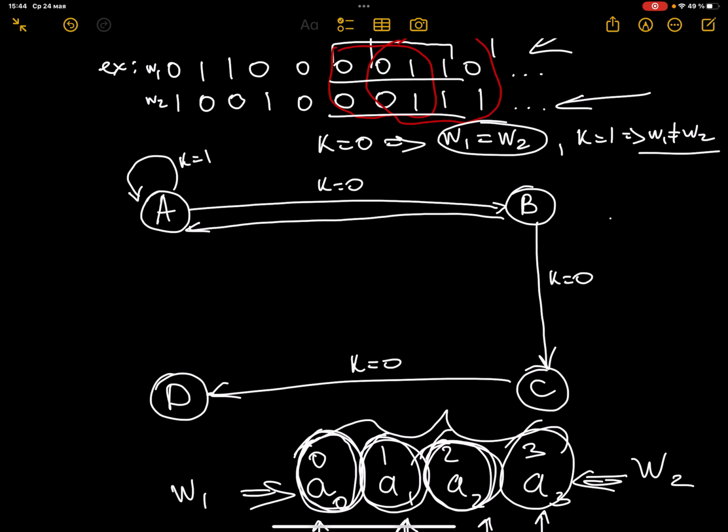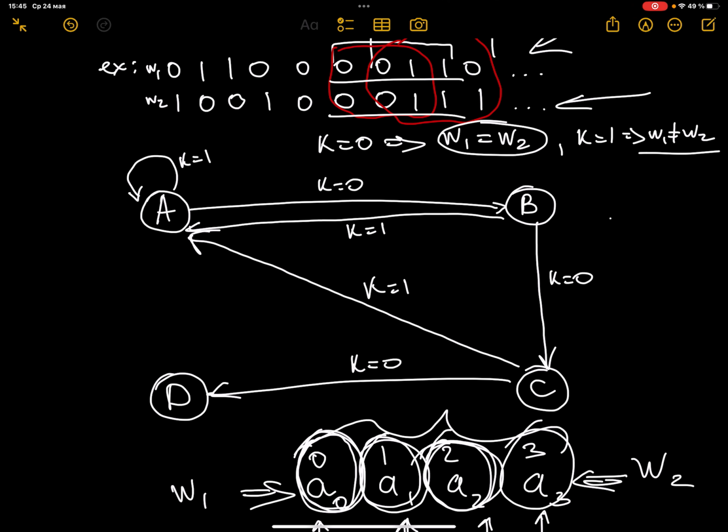If the third bit is not the same, although the first bit and the second bit are the same, we're going to go again to the initial case, the initial state. We start everything from the beginning. We look again at the first bit. This is K is 1, K is 1.